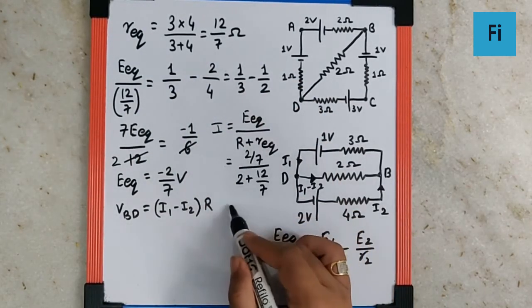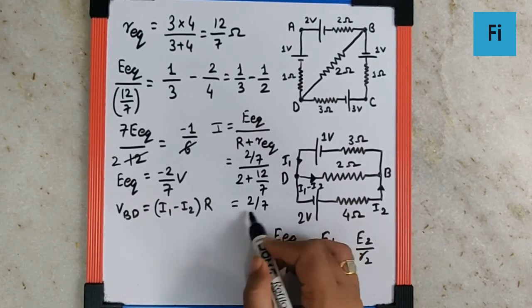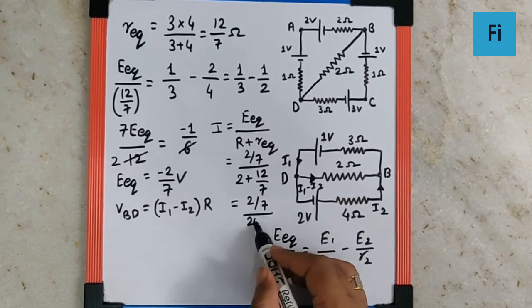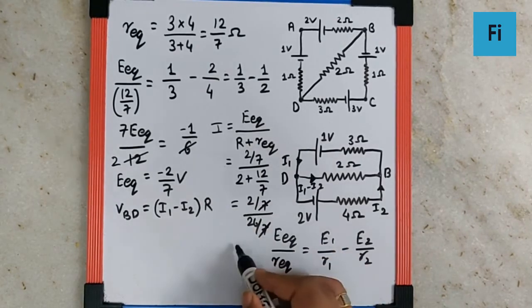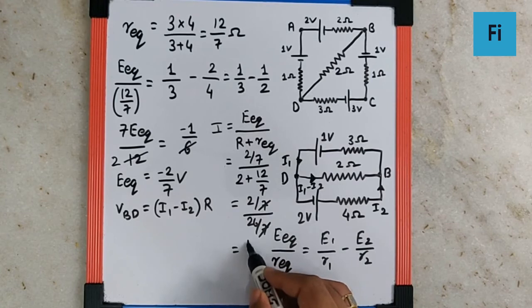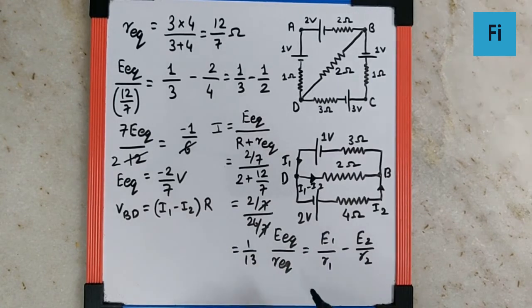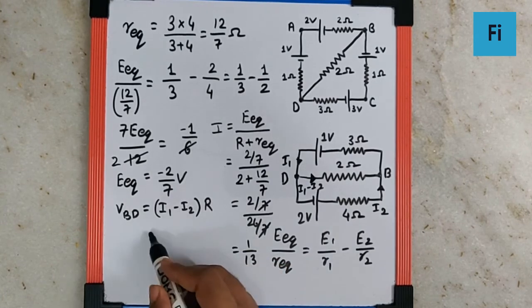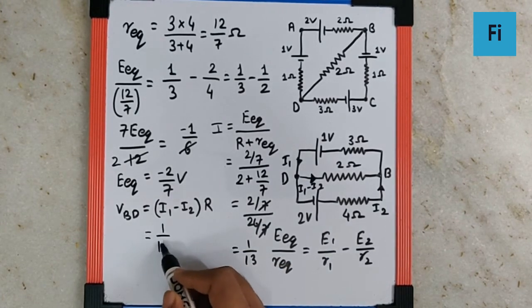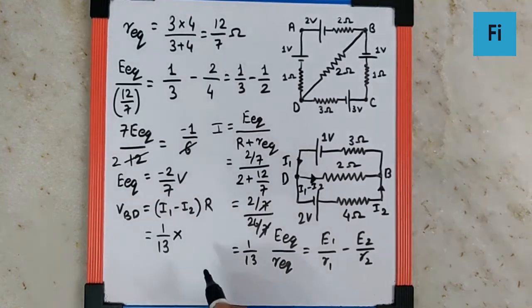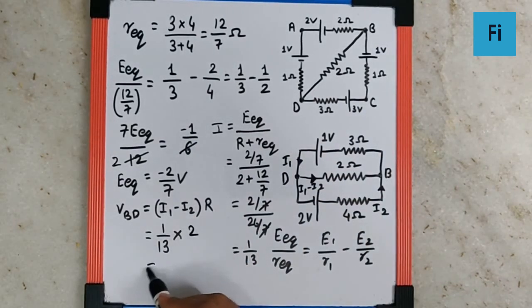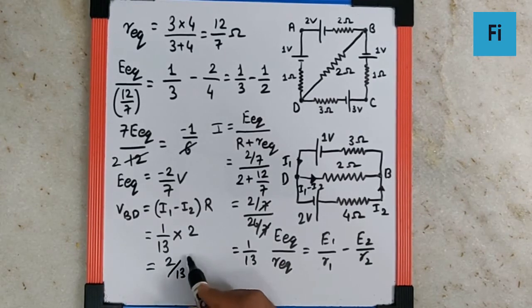So if I simplify this, we get 2 by 7 upon 14 plus 12, which is 26 by 7. The 7 gets cancelled and we get the value of the current as 1 by 13, which is nothing but I1 minus I2. So we can replace that over here and we get 1 by 13 into the resistance, which is nothing but 2 ohm. So the final answer is 2 by 13 volt.